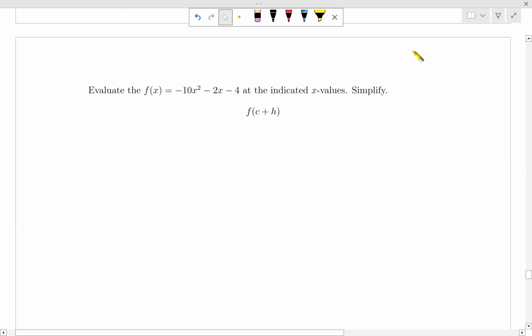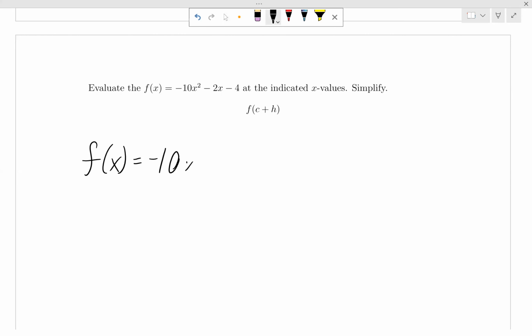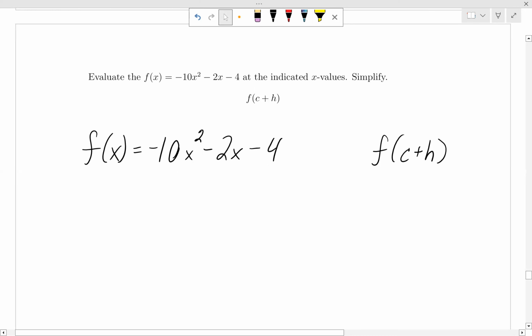So we have f of x is equal to negative 10x squared minus 2x minus 4. And we're looking at what happens at f of c plus h. All right, so we're going to plug in c plus h for all of our x values over here.